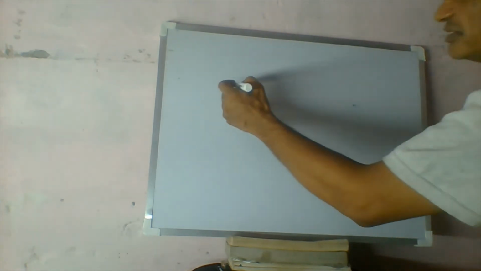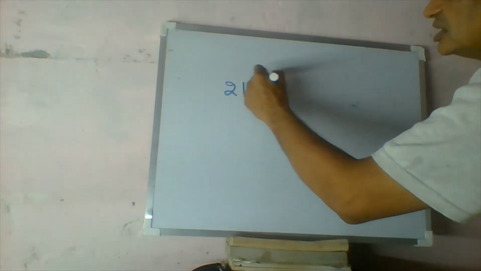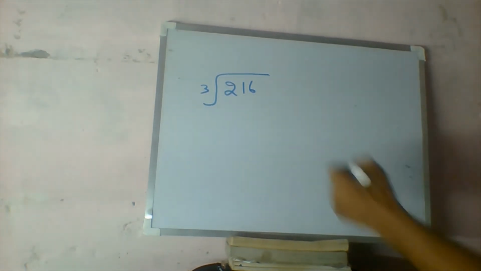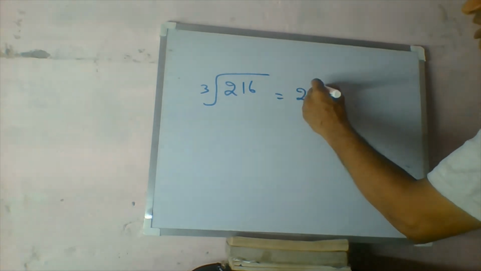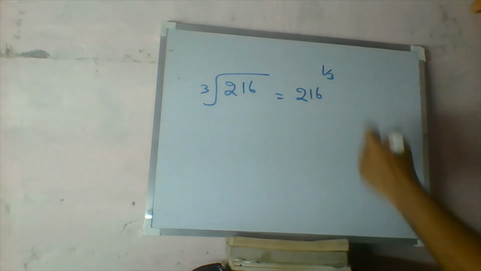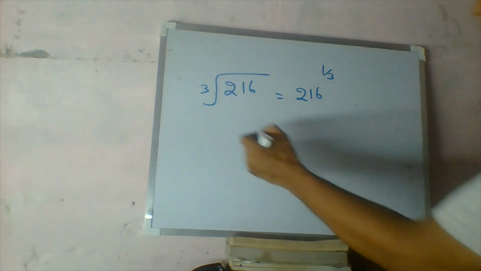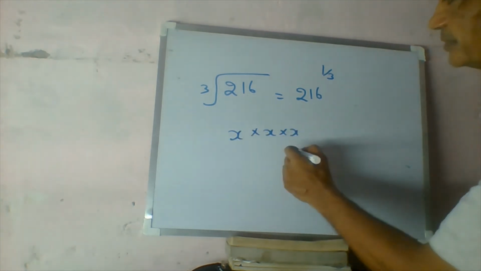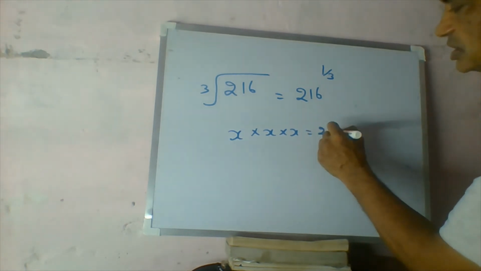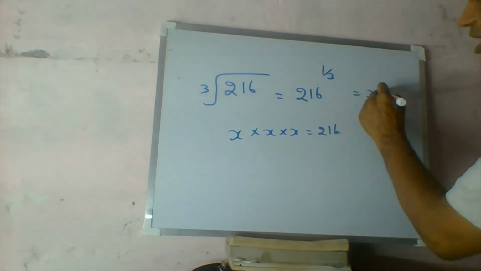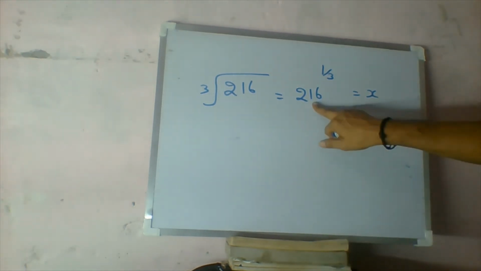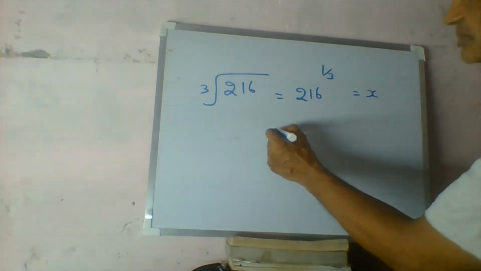The test we are given is 216 raised to power 1 by 3, the cube root of 216. We have to find a number x such that if it is multiplied by itself 3 times, we get 216. So the answer will be x. Again, the method is the same. Keep on factorizing it with the smallest number.